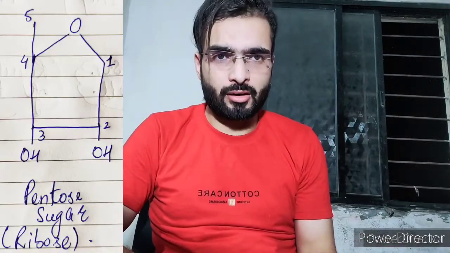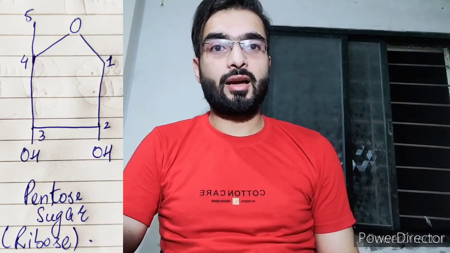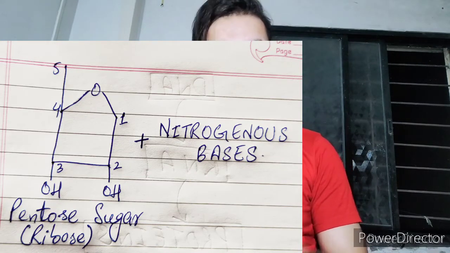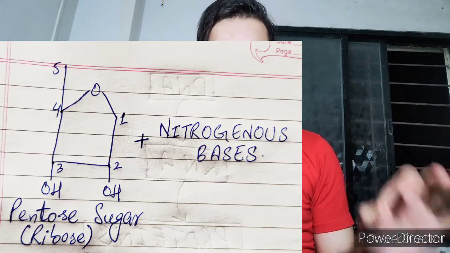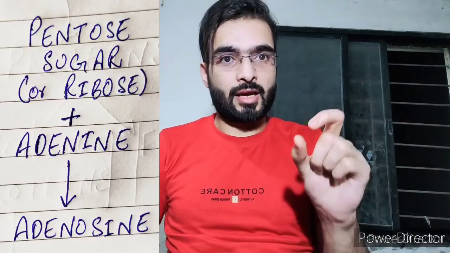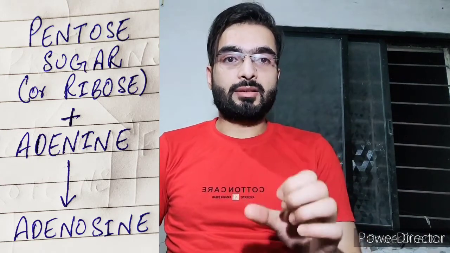What type of sugars are present in the DNA? They are the pentoses. Simple. Sugars containing 5 carbons. So for making the nucleotide, we need to fuse the nitrogenous bases with the sugars, and those sugars are pentoses. When the sugars are fused with the nitrogenous bases, another compound is formed. For example, when adenine fuses with the pentose sugar, it doesn't remain adenine anymore, it becomes adenosine.